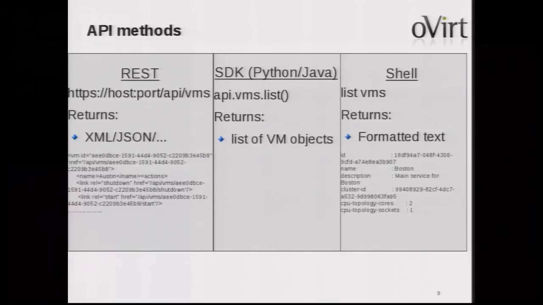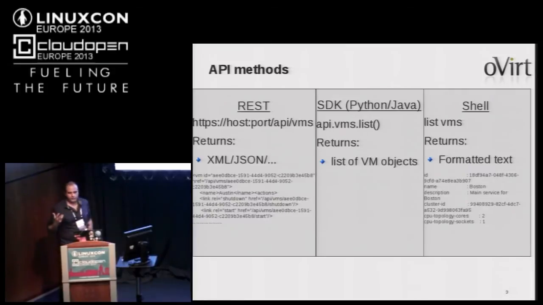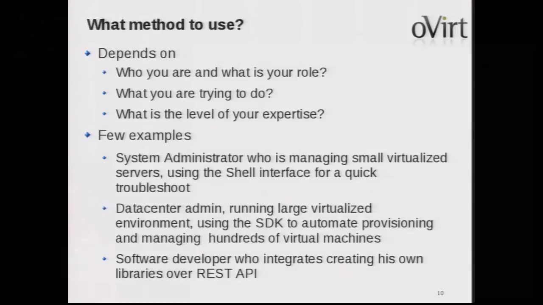So for now, we expose three ways for you to use the API. One of them is using the REST API itself. The other one is using an SDK, and the third one is just to use a shell. Now, the SDK is based on the REST API, and the shell is based on the SDK, the Python SDK in this example. So basically, you have three ways you can use the API.